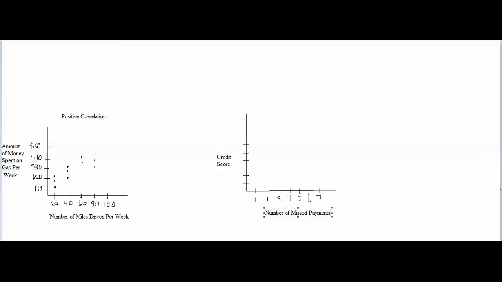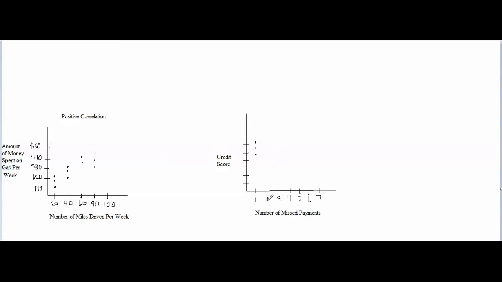And when you miss more payments, your credit score goes down. So missing more payments will hurt your credit score. What that means is that if 3 people tell us that they've only missed 1 payment this year, then those people should have fairly good credit scores. I could have started at 0, but I started at 1.